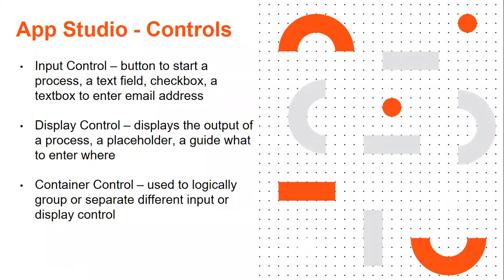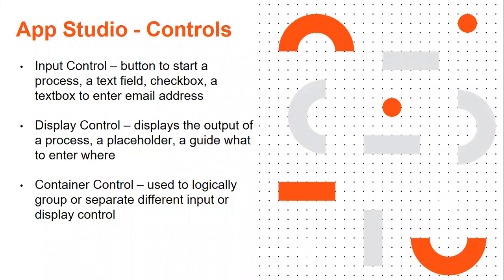So the first control is input control. It allows human users to provide an input to the application. It could be either a button to start a process or a text field to enter the email address or enter our password. So any control that is actually asking for our input, where we have to provide or feed in some information, comes under input control. It's pretty clear from the name itself.